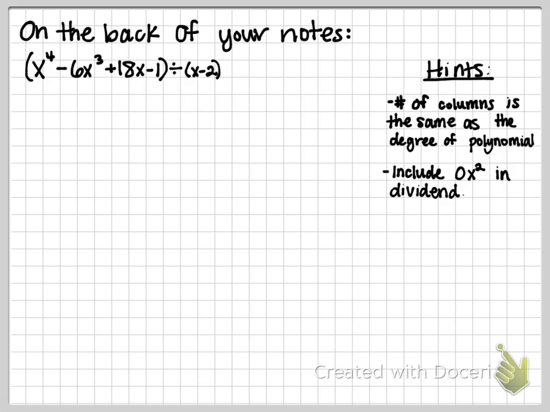Now I'm going to give you a couple of hints. Remember, the number of columns is the same as the degree of the polynomial. And when you're writing this divisor underneath your generic rectangle, include the 0x squared, because there are no x squared terms, but if you include that, that'll help you figure out what needs to go inside those squares inside the rectangle. So use those 2 hints, try this on the back of your notes, and we will go over it in class on Friday.